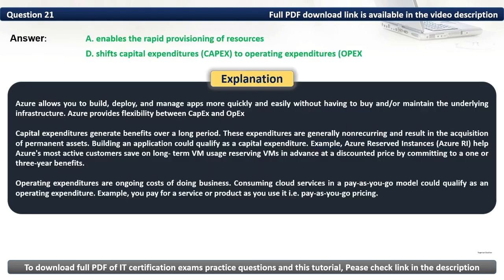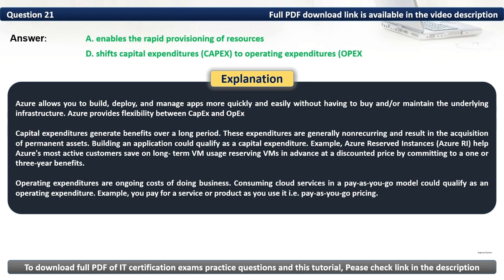Azure allows you to build, deploy, and manage apps more quickly and easily without having to buy and maintain the underlying infrastructure. Azure provides flexibility between CapEx and OpEx. Capital expenditures generate benefits over a long period. These expenditures are generally non-recurring and result in the acquisition of permanent assets. Building an application could qualify as a capital expenditure.